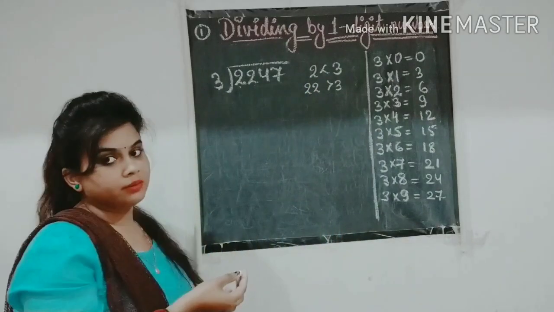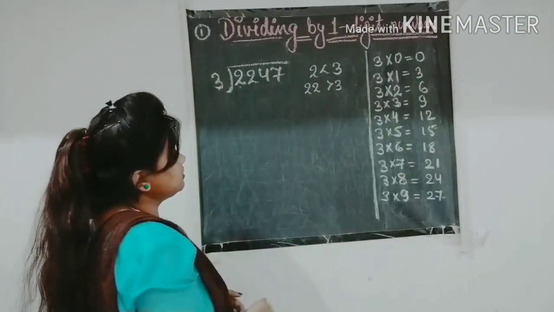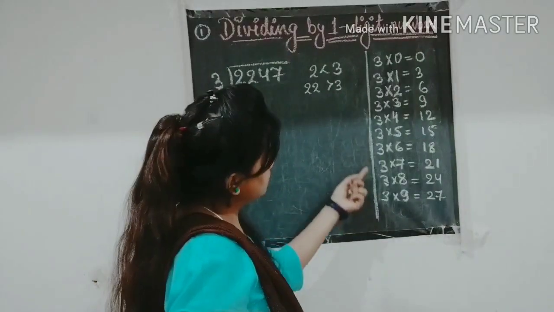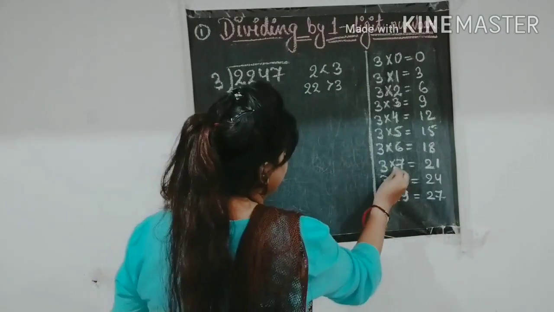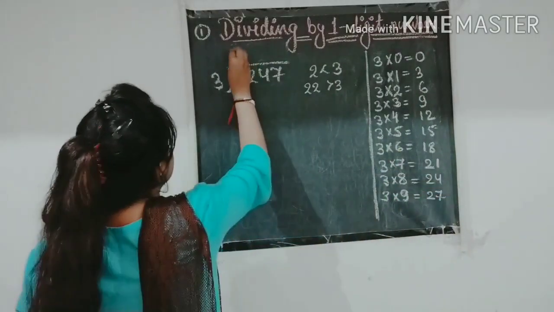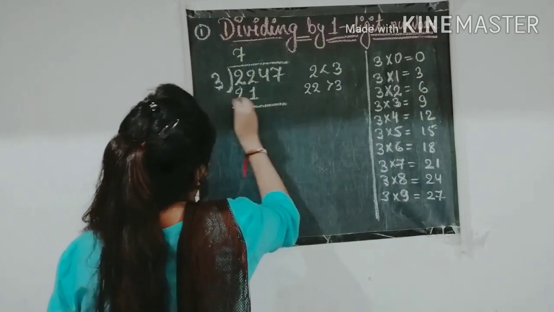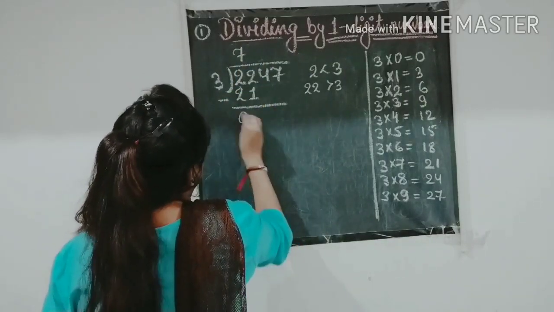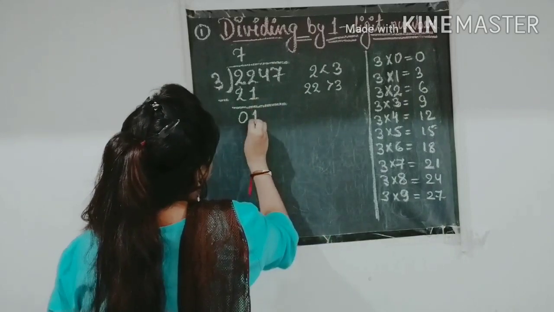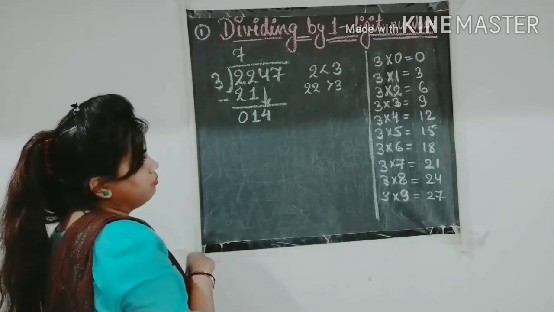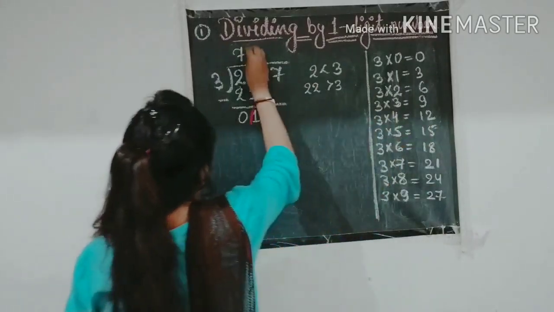Now we can divide. So take the nearest number to 22. In 3's table, see here, we have 3 7s are 21. So take here 7 and 21 down and subtract it. 2 minus 1 is 1 and the next number comes down, 4. Take the nearest number. 3 4s are 12.